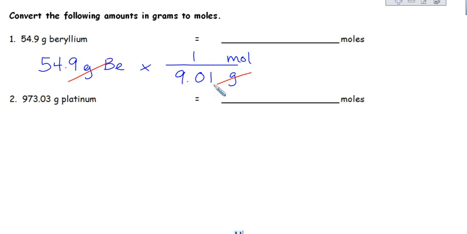And again, I can see if this answer makes sense. I have about 54, 55 grams of beryllium. Each mole would be 9 grams. So if I divide, I'm expecting something around 6 moles. My original has 3 sig figs. So I plug this in my calculator. 6.09. I was expecting around 6. It makes total sense.